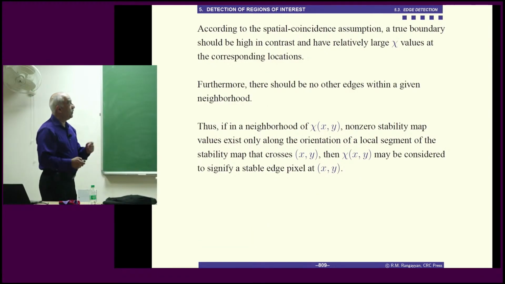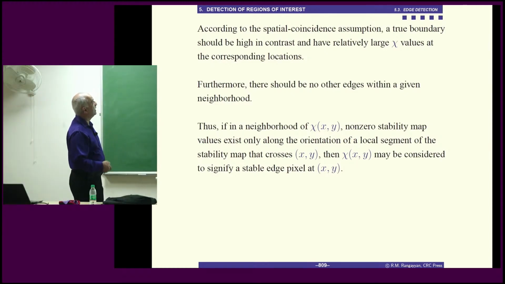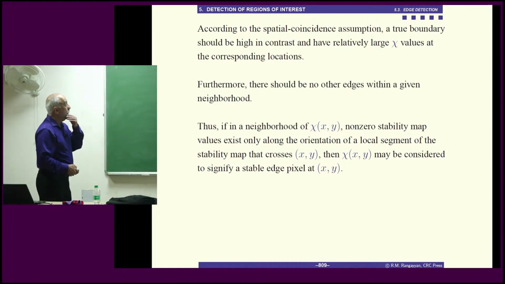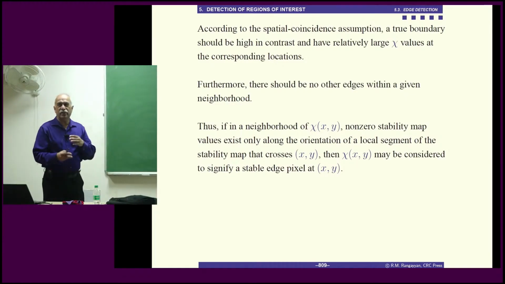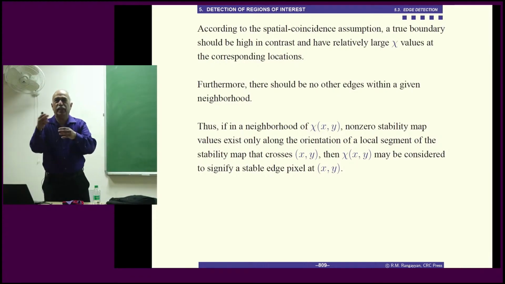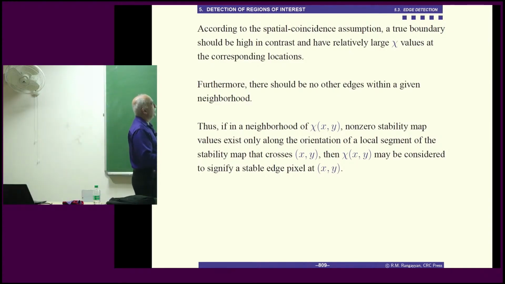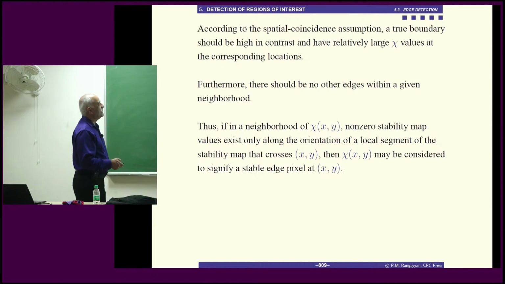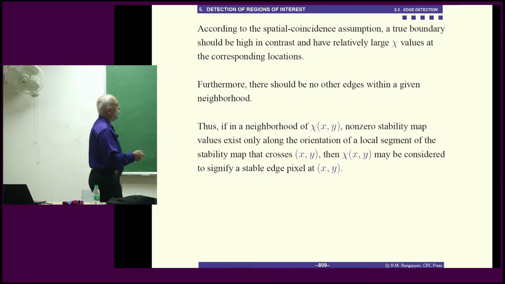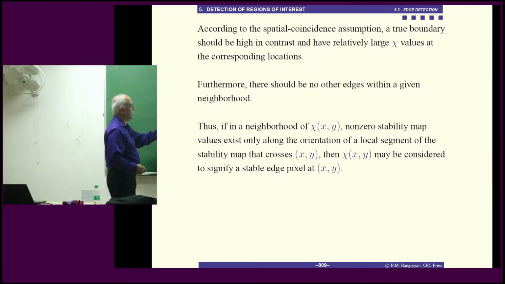So using the spatial coincidence assumption or theory, a true boundary should be high in contrast and have a relatively large value of this function at those locations. There should be no other edges within a given neighborhood. You can't have only edges. There should be an edge, and then there should be some gap, and then there should be another object. So if in a neighborhood of this function, non-zero stability map values exist only along the orientation of a local segment of the stability map that crosses xy, then that function may be considered to signify a stable edge.